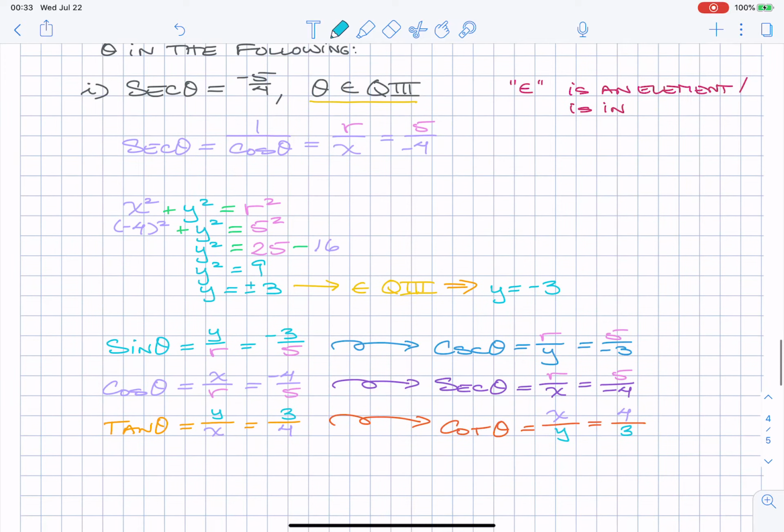Okay, so basically what's going on here? We want to see what's going on here. Here's our x and y coordinate axes.